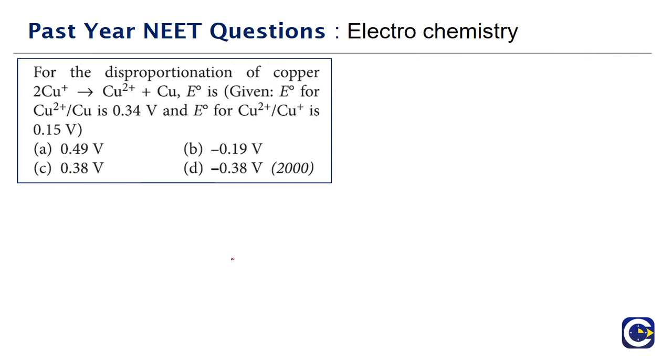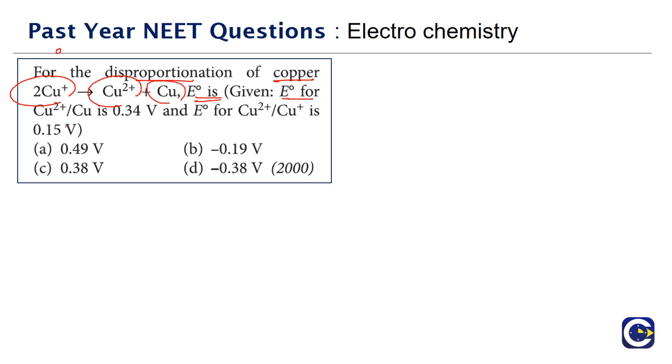Next we have a question that has come in the year 2000. This is another question based on the E0 relation between the equations. For the disproportionation of copper, what does disproportionation mean? Here we can see 2 Cu+ ions are going to become Cu2+ and Cu. We have to find the E0 value.